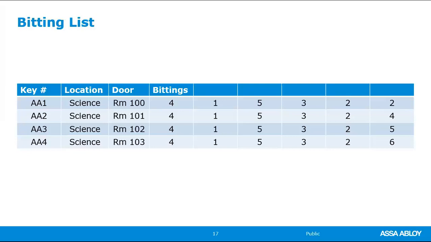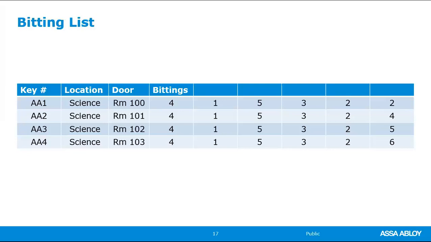The bidding list will tell us the key number, the change key number, AA1. The location is the science room. It goes to room 100, followed by the biddings. You see, those numbers stamped on the back of the key are called a blind code. More specifically, it's called the BHMA blind code, Builder Hardware Manufacturers Association blind code. This is a national standard, and I'm going to tell you why it's a national standard in just a second.